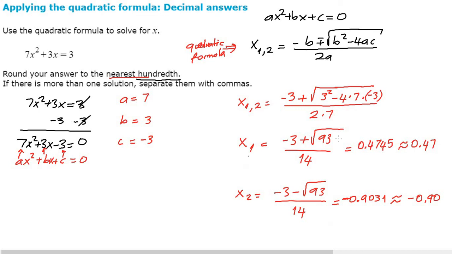So these are the two values of x, which are 0.47 and negative 0.90. The question was asking us to write it with a comma, so I'm going to go ahead and write the two values of x. Let's put that into parentheses. 0.47, negative 0.90. These are our answers.